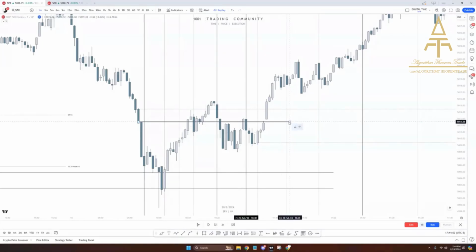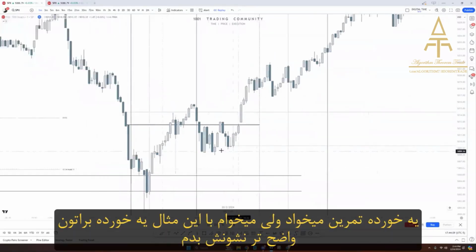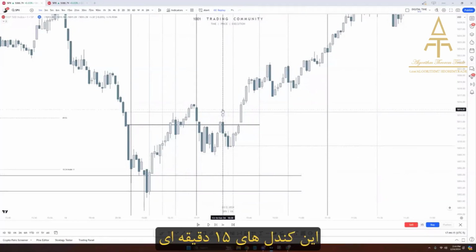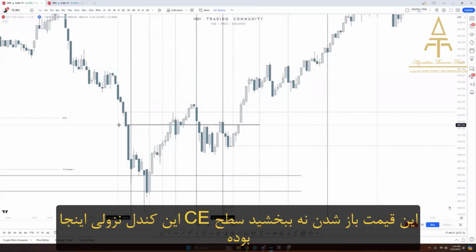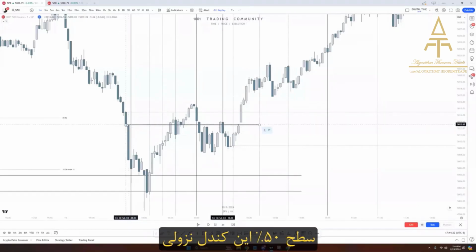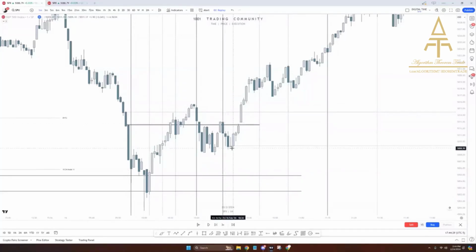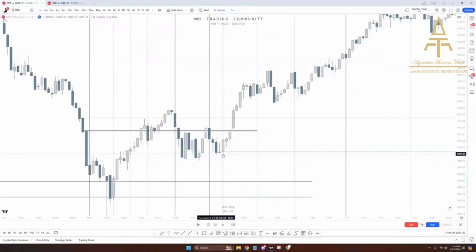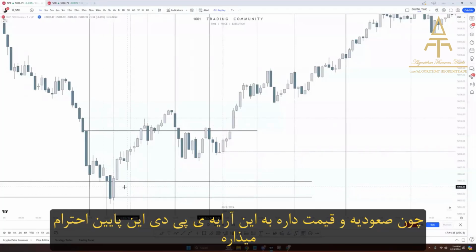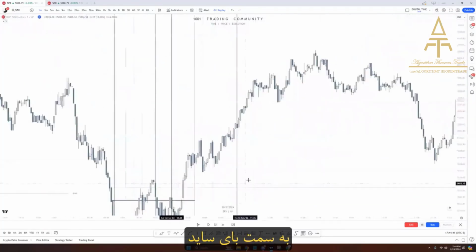Very interesting, right? So this is how you include the power of 3 with these time models. Takes a bit of practice, but I'm trying to make it a bit clear here with this example. The 15-minute candle closed at 10:30. This was the opening price, or the C, of that bearish candle. 50% of that bearish candle. Once price closed above it, observe what happens next. 10:34. Right here. 10:34. Because that is bullish, and we're respecting that bullish PD array down here.